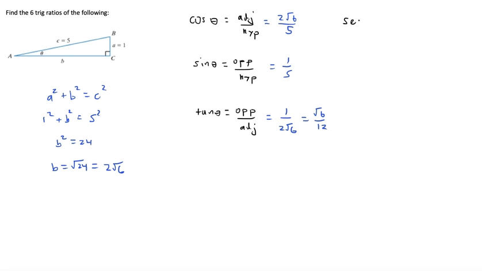So the secant of theta would be 5 over 2 radical 6. If we properly rationalize, we get 5 radical 6 over 12. Cosecant theta, that's the easy one here, right? The reciprocal of 1 over 5 is just 5, or 5 over 1. And cotangent of theta, the reciprocal of this is 12 over radical 6. When we properly rationalize, we get 2 radical 6, and that can be simplified.